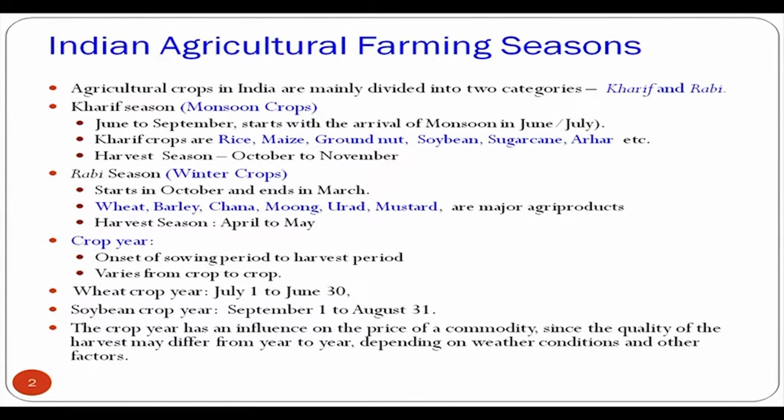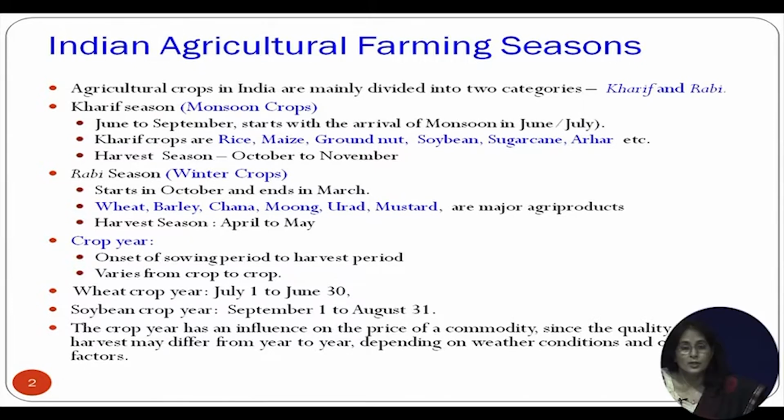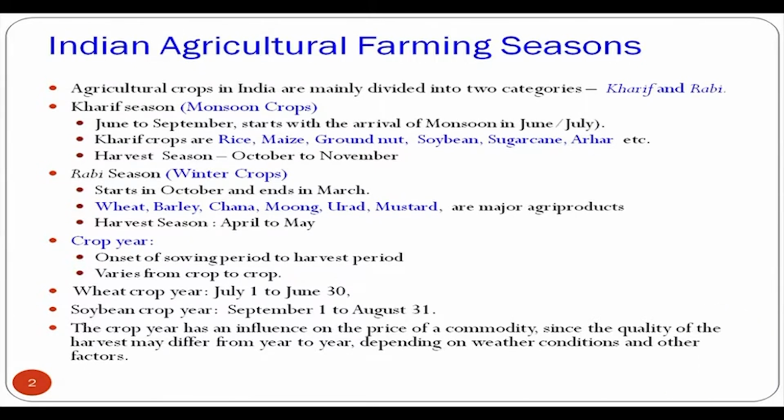Now the second season is the Rabi season. All of you know the meaning of Rabi is sun. So those are agri produce which require an abundant amount of sun rays. These kinds of agri commodities are produced or farmed during this period of time. So the Rabi season starts during October and ends during the month of March.